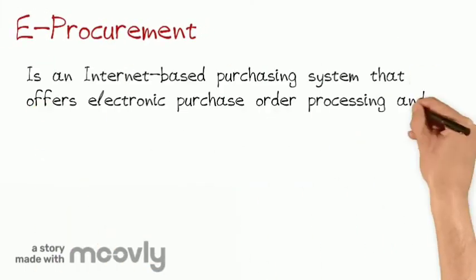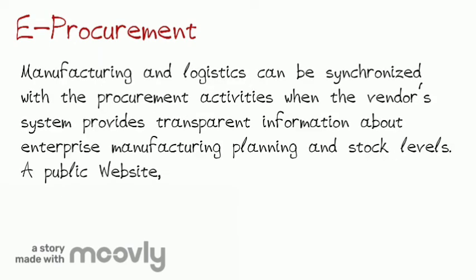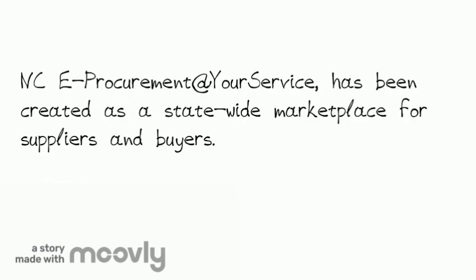E-procurement is an internet-based purchasing system that offers electronic purchase order processing and enhanced administrative functions to buyers. E-procurement can use either vendors' web-based systems or the public marketplace to complete the transactions. Manufacturing and logistics can be synchronized with the procurement activities when the vendor's system provides transparent information about enterprise manufacturing planning and stock levels.